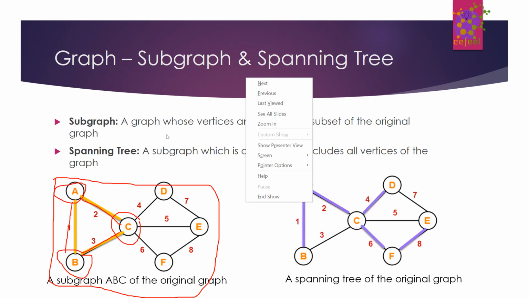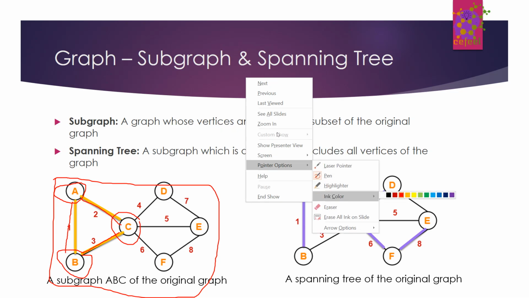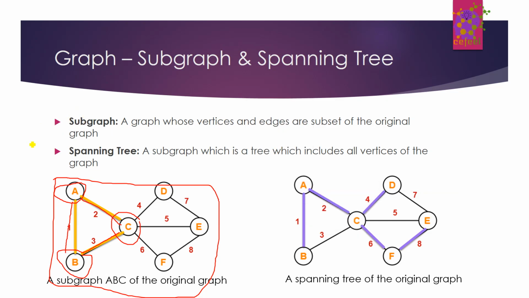So in other words, ABC is a subgraph of the original graph. So remember, if we choose the number of vertices, we have to select all the corresponding edges that are connected to the vertices. Now let's come to the concept of spanning tree.